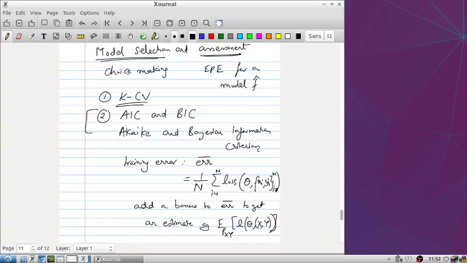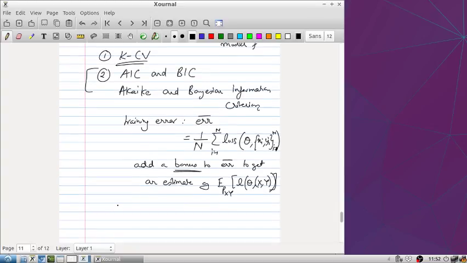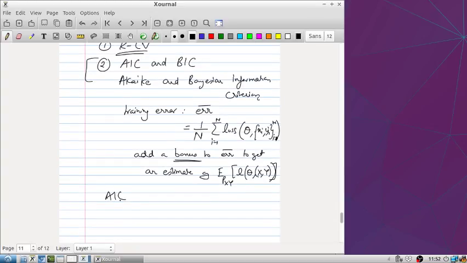So what AIC and BIC do is add a bonus. And what is that bonus term? Let me write it for AIC. They add a bonus such that the training error plus the bonus roughly approximates a number close to this expected test loss. Because this is the number over which you need to decide which is the best model for you. How do different models do in the wild? Among them, I'm going to pick the one which does well on test.